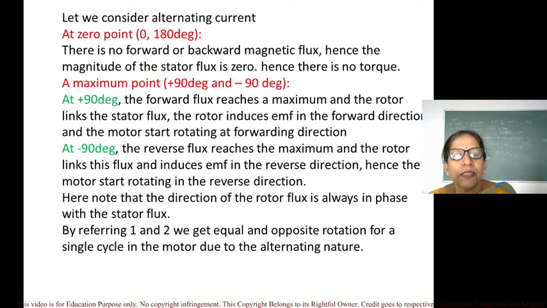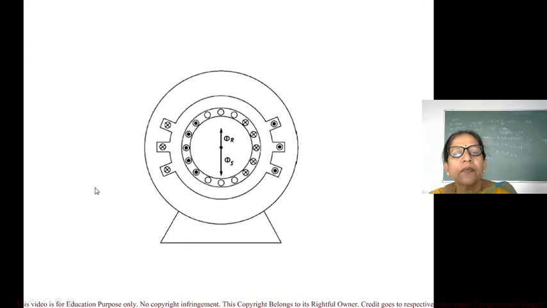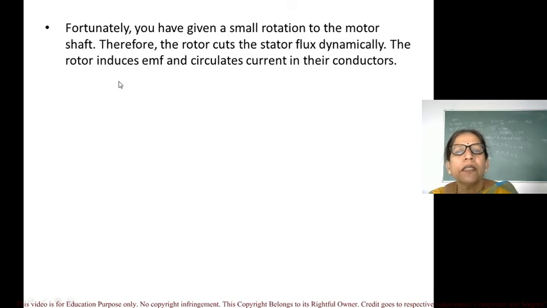So, there is no phase angle difference between the stator flux and the rotor flux, and therefore, referring to the points 1 and 2 in the figure, we get equal and opposite rotation for a single cycle in the motor due to the alternating nature. Means one produces a forward direction rotation, another produces a reverse direction rotation, and therefore in all we can say that if this is the forward flux and this is the reverse flux, then the overall torque produced by the motor will be 0.